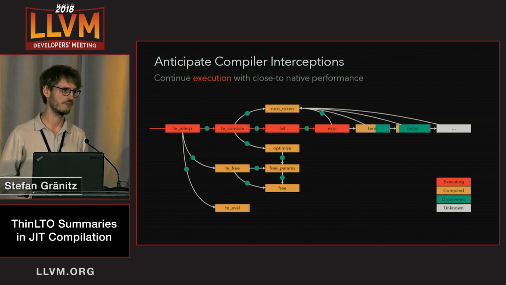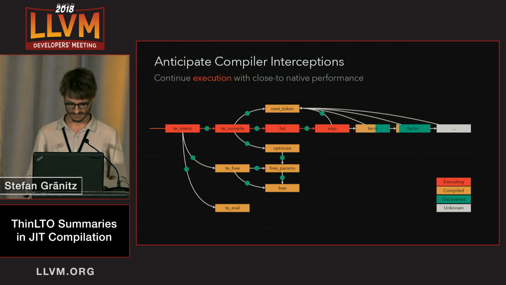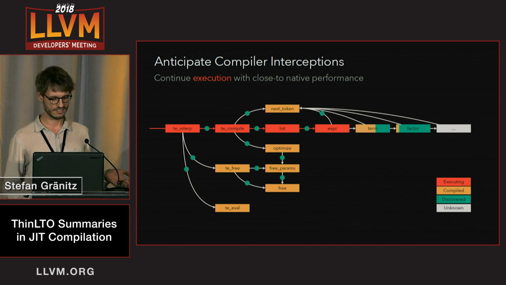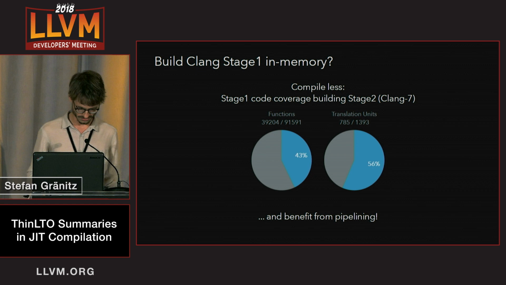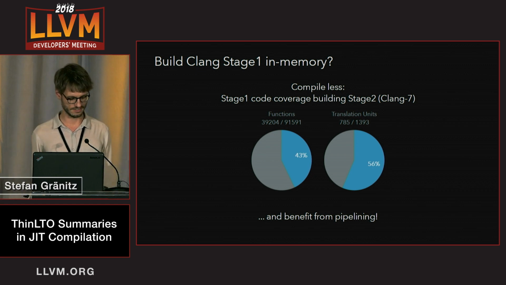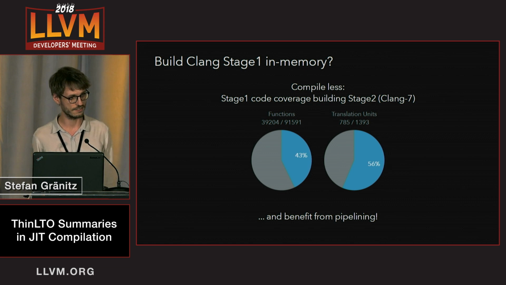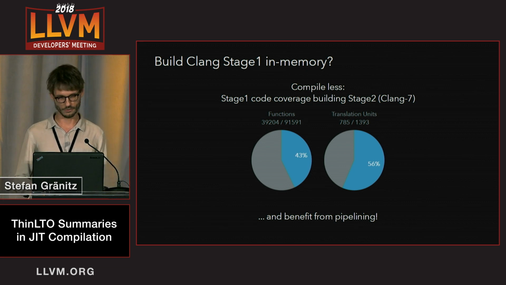This is the idea. So far, I have only proved the basic assumptions, and in practice, of course, this needs a little more intelligent tuning. But once this works, I thought, why not build Clang stage 1 in memory? There's some good evidence that this could speed up our distribution builds. Clang executes only half of its own code to compile stage 2, and on top, we may benefit from pipelining because stage 2 builds can start earlier if they don't need to wait for stage 1 to be linked. This is only speculation for now, but maybe we can figure it out.